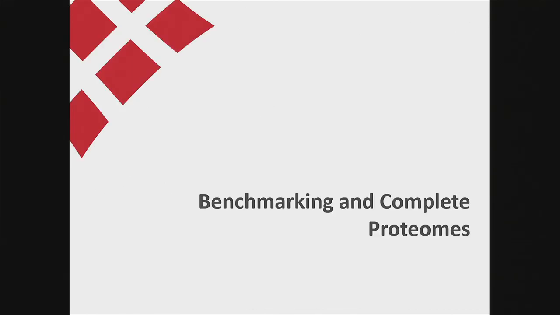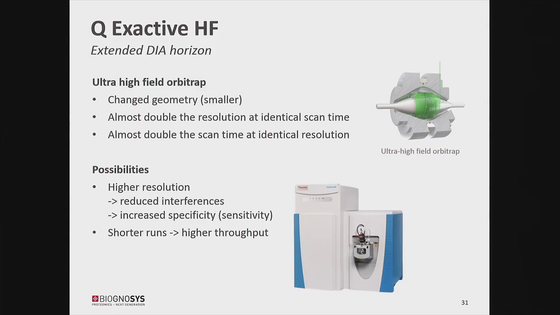Okay, so now I have a few slides on benchmarking studies, with these typical HeLa and HEK cell lines on a new type of instrument, the Q-Exactive HF, and also some slides about complete proteomes and why this is at least interesting to spend some thoughts on. So the Q-Exactive HF has an ultra-high field Orbitrap in it. It's almost the same as a Q-Exactive. The biggest difference is the Orbitrap, which has a higher resolution.